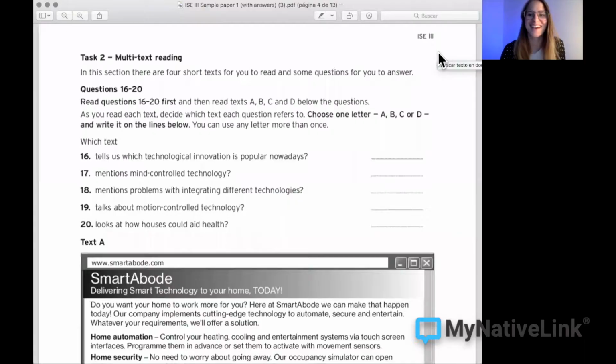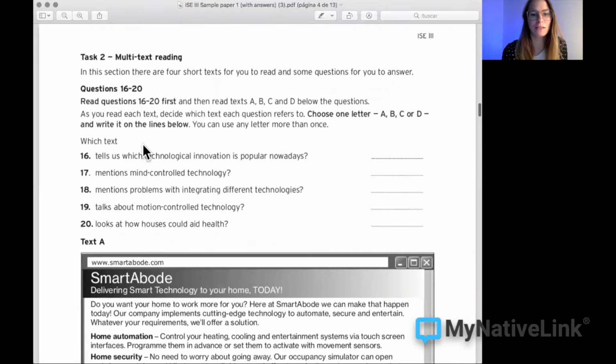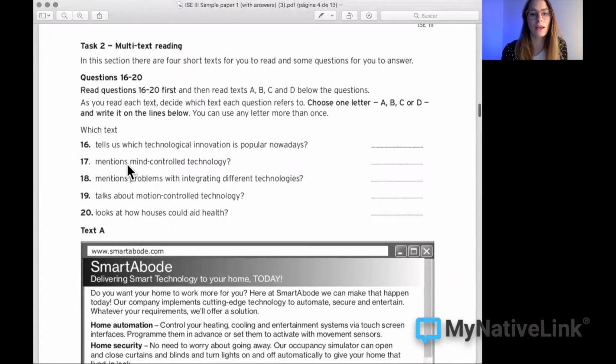Bear with me. Okay, so as promised, this is the example of the multi-text reading task. And you can see it starts with the questions, and in the questions we see that it tells you to read the 5 questions and match each question to one text. As there are 5 questions and only 4 texts, you can match one text to more than one question. So let's have a look at the questions.